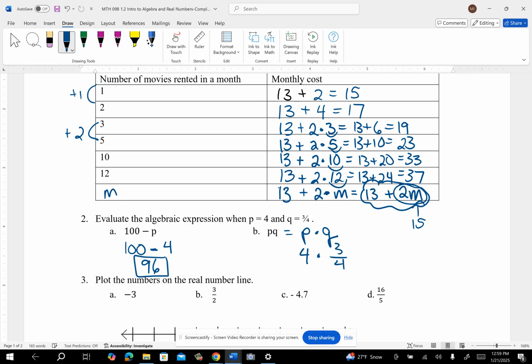Now you have to go back to your 1.1 work. 4 times 3/4 is the same as 4 over 1 times 3/4. And then I can simplify first by dividing both the 4 in the top and the 4 in the bottom by 4, and what I get is the answer turns out to be just 3.